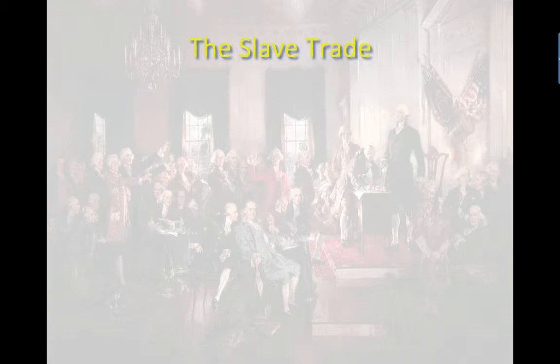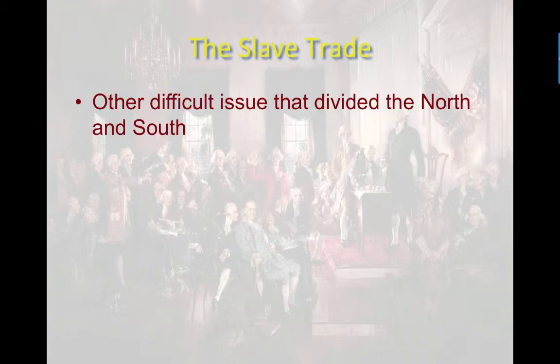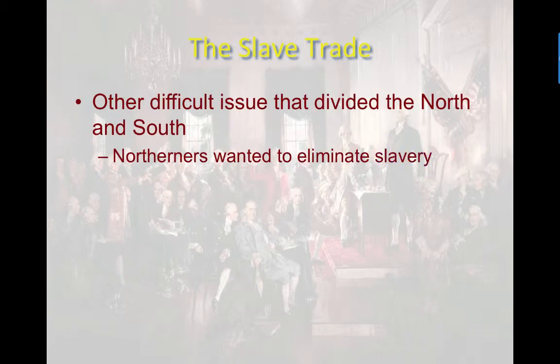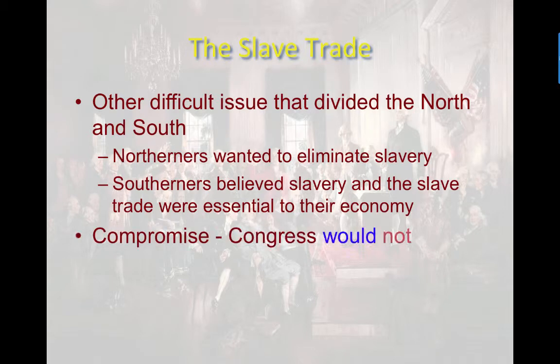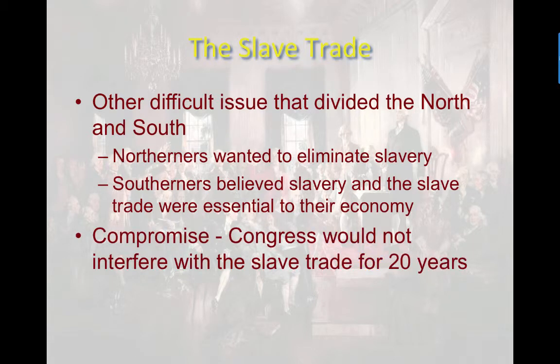There was also an agreement made on the slave trade. This divided the North and the South. Northerners wanted to eliminate slavery, while Southerners said slavery was essential to what they were doing economically in the South. Cotton could not be produced without slaves. So a compromise was reached. Congress would not interfere with the slave trade for 20 years, I believe until the year 1808. At that point, Congress could start to limit the slave trade.